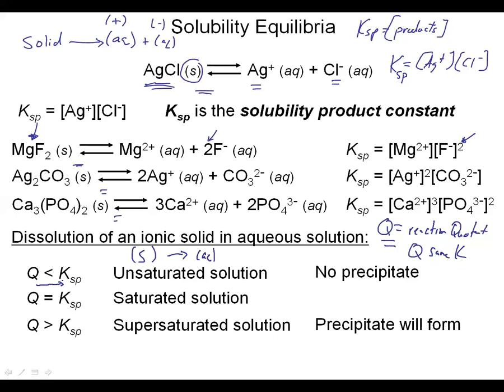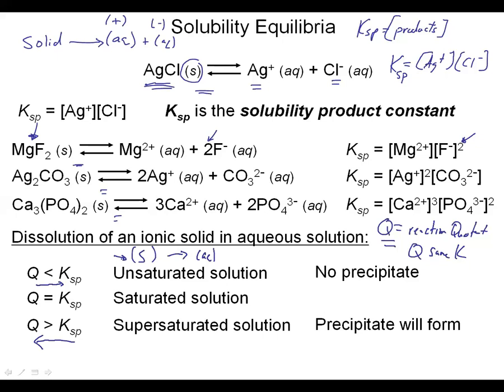If you calculate Q and it's greater than Ksp, it would go opposite of where that is pointing, which would take you to this side of the equation, which is the solid side. What that would tell us is we typically have a supersaturated solution. In a supersaturated solution, you have too much solute to dissolve, and usually the solid will come out of solution, and we would expect a precipitate to form in that case.